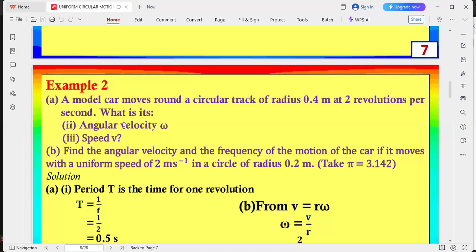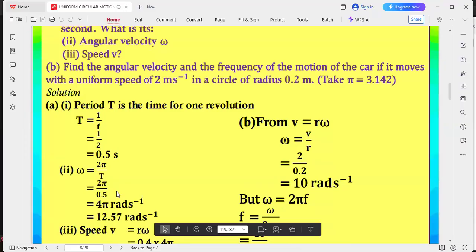So omega equals 2 pi f. So that will be 2 times pi times frequency, which is 2 hertz. So 2 times pi times 2 gives us 12.57 radians per second. That's our angular velocity, which has been done here.